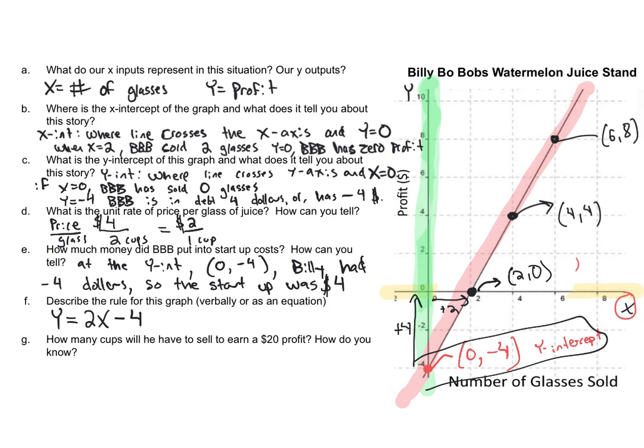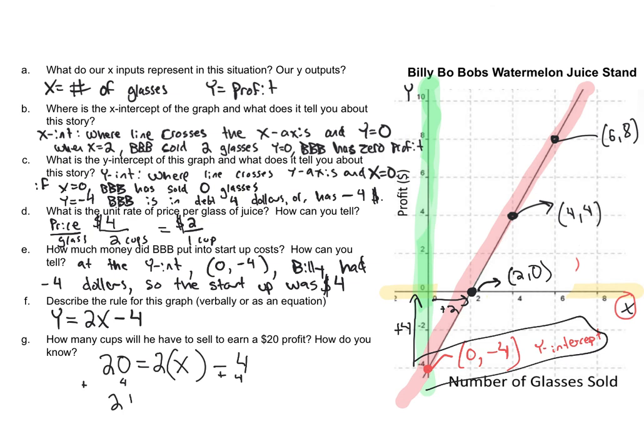And from here we can calculate really anything we want. So G says, how many cups will we have to sell to earn a $20 profit? And how do you know? Well, we can use this handy dandy equation. If we want a $20 profit, we'll replace y with 20. And we know that when we want a $20 profit, that's when we get $2 per glass minus the $4 startup fee. So let's use our algebra. Let's add 4 to each side.